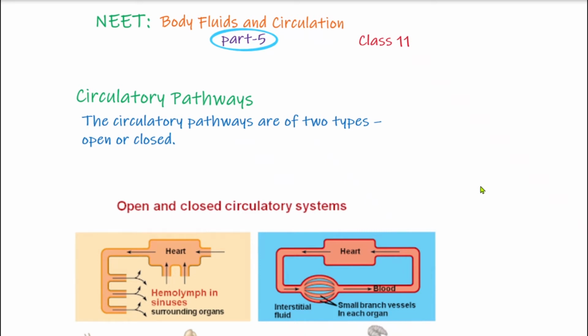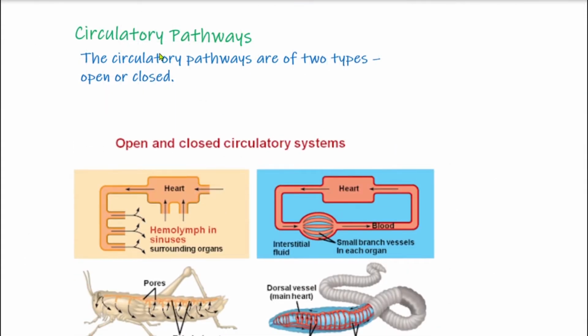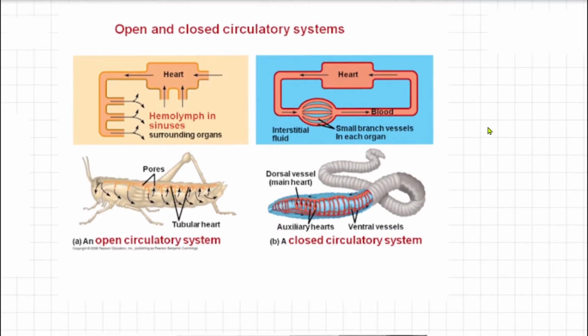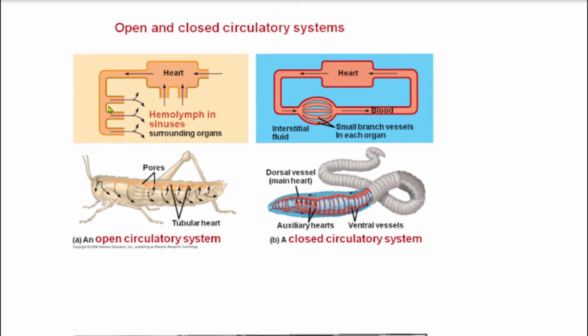Hello students, today we will continue with circulatory pathways. In circulatory pathways, we see that they are of two types, open and closed. This is the open type of circulatory system and this is the closed type of circulatory system.